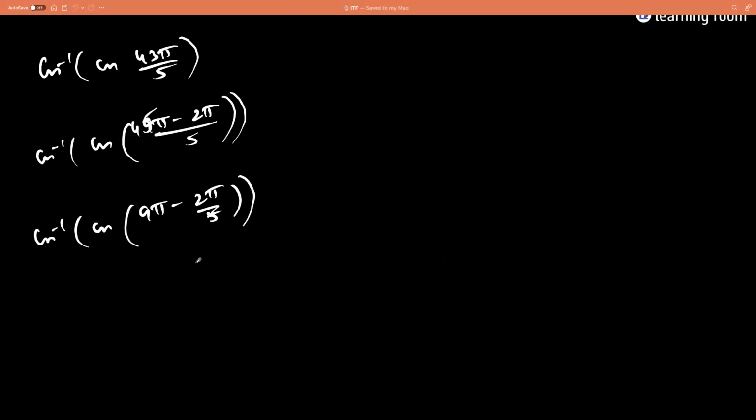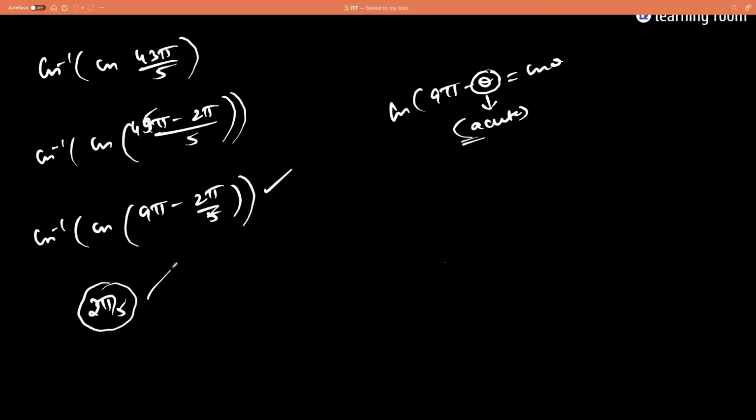So 2 pi by 5 is how much? Sir, it is less than pi by 2. So cos of 9 pi minus theta can be equal to cos theta provided theta is acute. So which one will we choose? We should choose this one only. So the answer is 2 pi by 5 only. This is the right answer. That is, cos inverse of cos of 2 pi by 5 will be equal to 2 pi by 5.